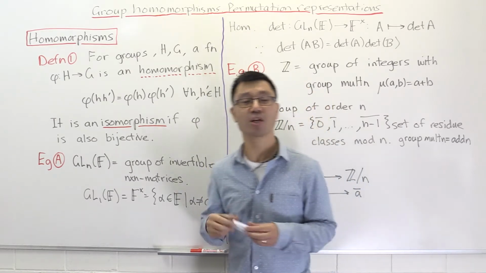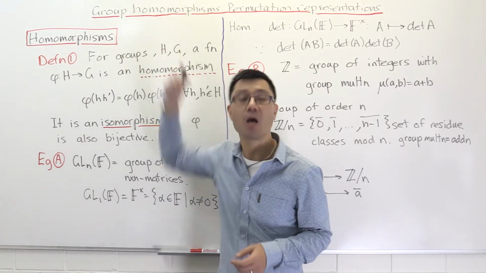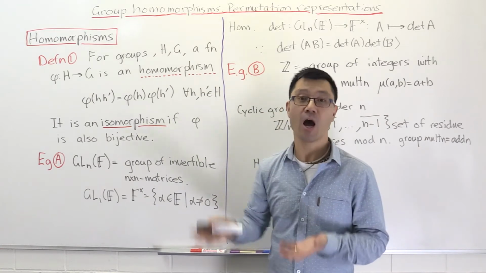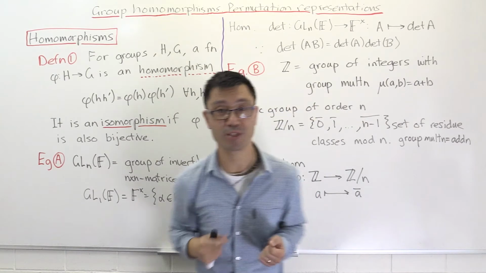Today I want to talk about two important notions. The first one is the notion of a group homomorphism, which is used to compare different groups and is a very important way of studying group theory. The other notion is that of a permutation representation.